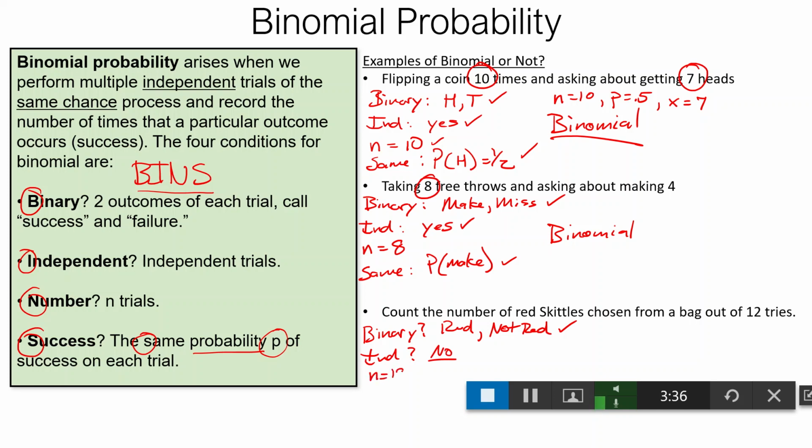All right, our n here was 12, that is fixed. The same probability? Also a no, because the probability is changing. So most of the time these two will both be no's if one of them is a no. So this is not binomial. Doesn't mean we couldn't find the probability. It just means it's not going to be a binomial distribution.